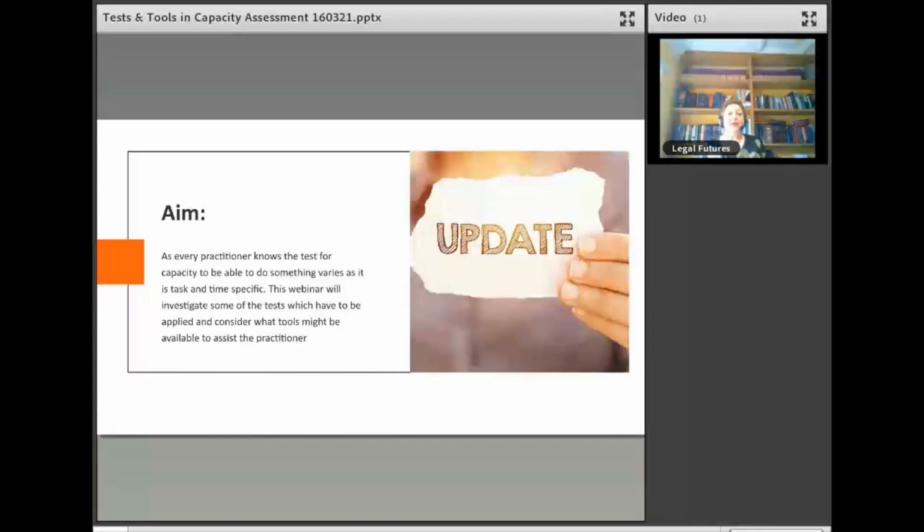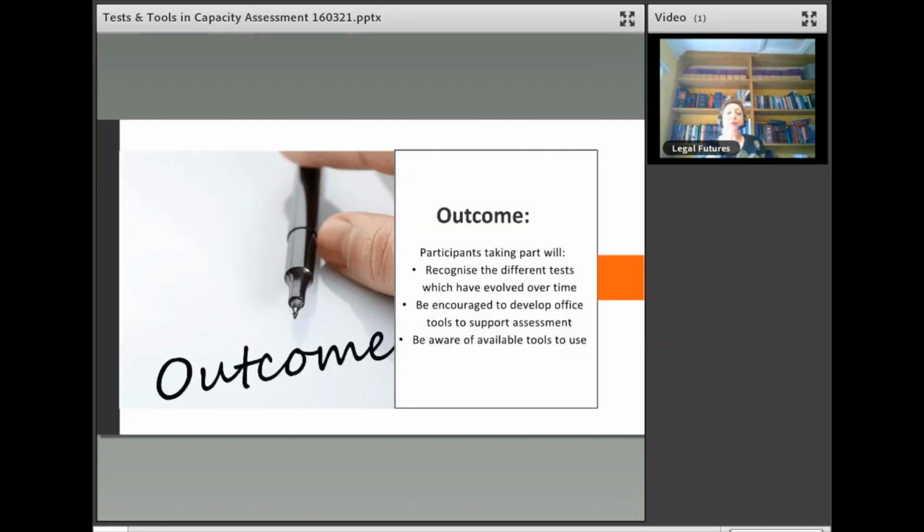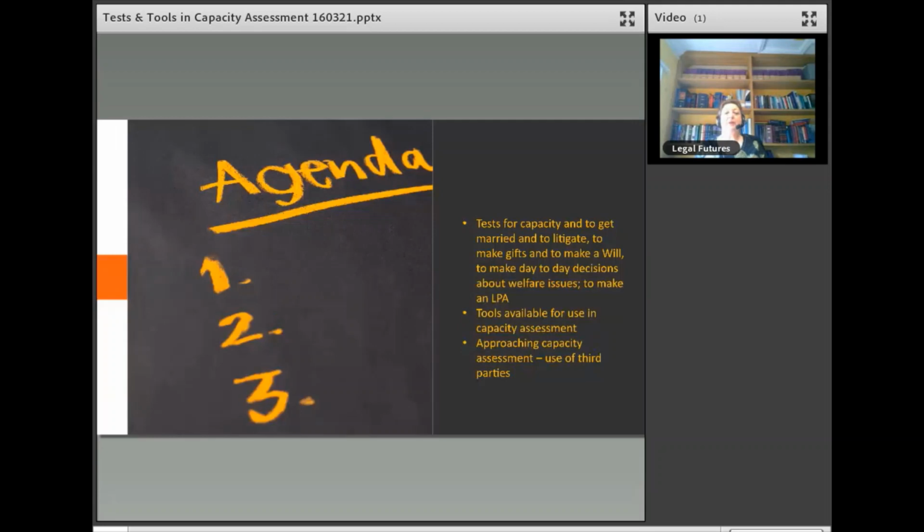So, as every practitioner knows, the test for capacity to be able to do something varies as it is task and time specific. So this webinar will investigate some of the tests which have to be applied and consider what tools might be available to assist the practitioner. As a result, participants will recognise the different tests which have evolved over time, be encouraged to develop office tools to support assessment, and be aware of some tools that are in use by predominantly medical practitioners and health workers.